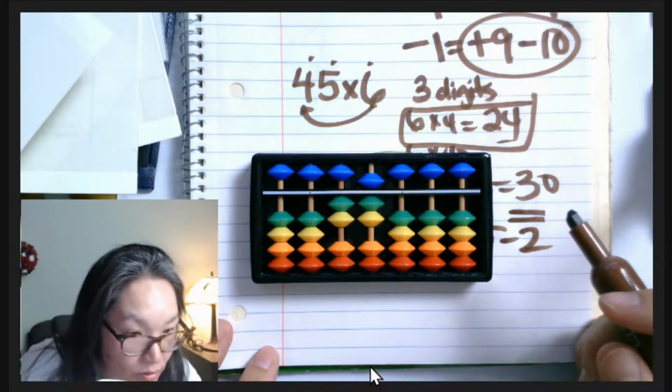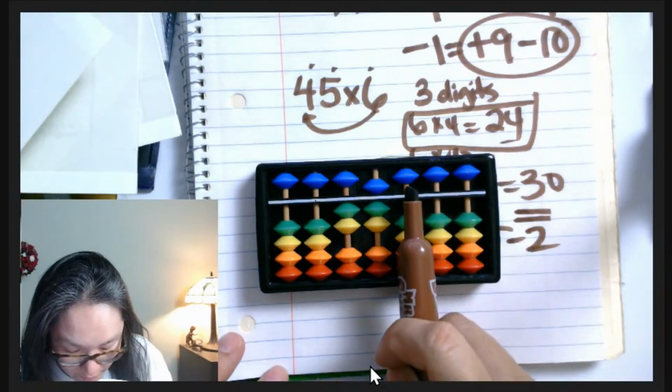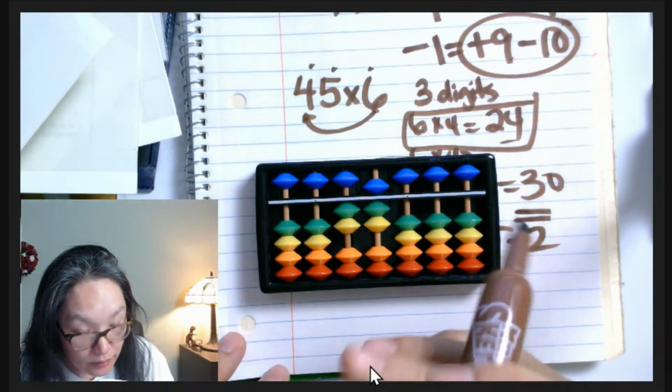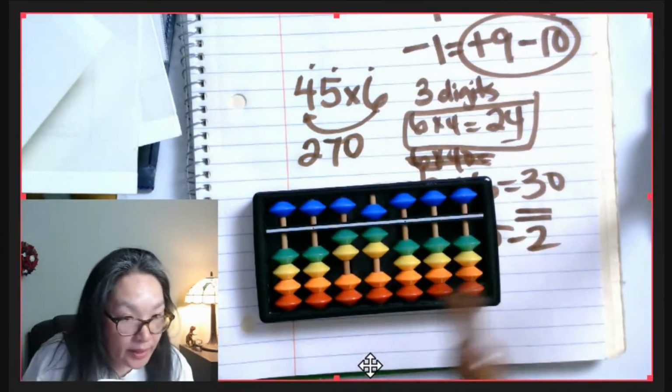Oh, that's too many zeros. Because this is my ones. My ones is right here. 270.